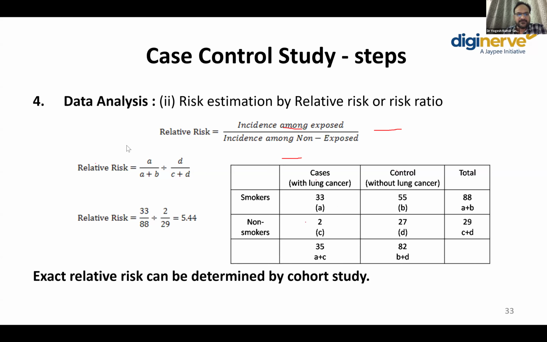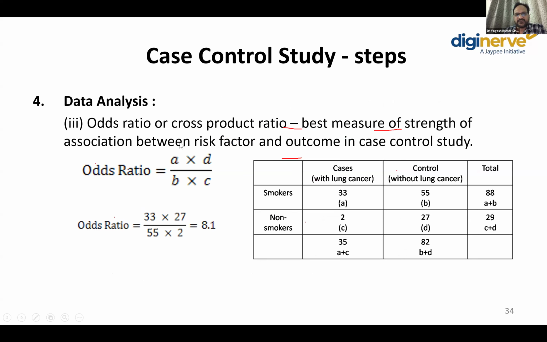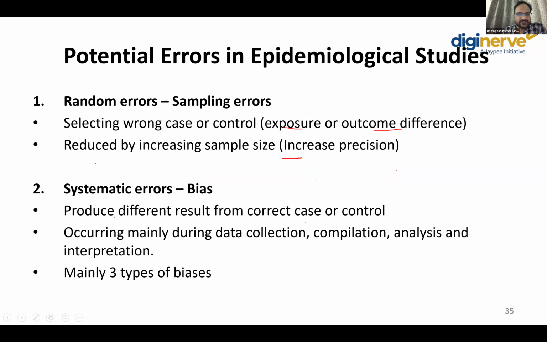Now, the next one is the odds ratio. So what is the odds ratio? Odds ratio, or cross product ratio, we do A into D divided by B into C. So we will do 33 into 27 divided by 55 into 2. The value will be 8.1. If the odds ratio is greater than 1, it means there is an association of exposure with the disease. It means there is an association of smoking with lung cancer. So it is simple, you can calculate the odds ratio.